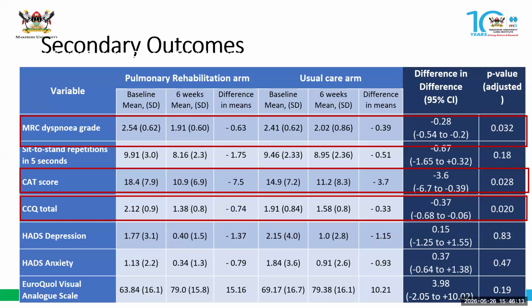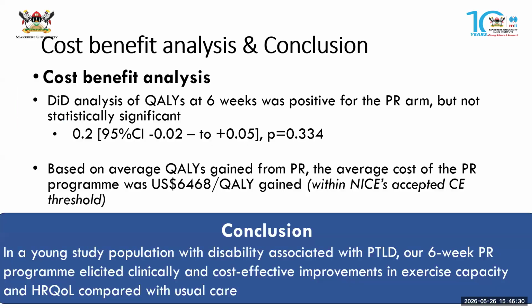And overall, we also saw an improvement in the secondary outcomes that were mostly pointing towards quality of life. So we also saw that for the patients who were offered pulmonary rehabilitation, you saw improvements in the health-related quality of life scores. And when they were subjected to the cost-benefit analysis, the program was proven to be beneficial cost-wise, when you compare those who are in rehabilitation versus those who are in usual care.